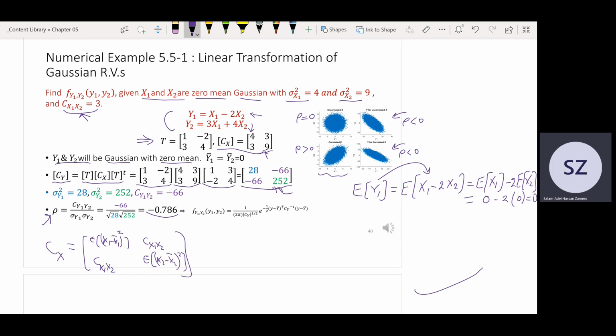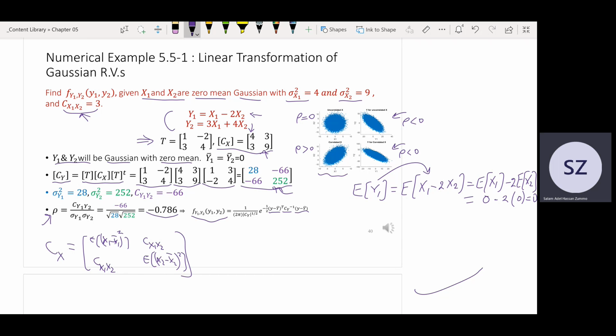Now, knowing all this information, can we write the PDF of Y1, Y2? Do you need more information than what you have? We don't need. We have the means, both of them are zero. So we have Y1 minus the mean vector, and this is the mean vector, and this is the inverse of the covariance matrix. So just putting them together, and you will find this.